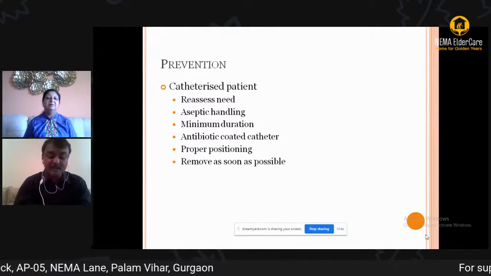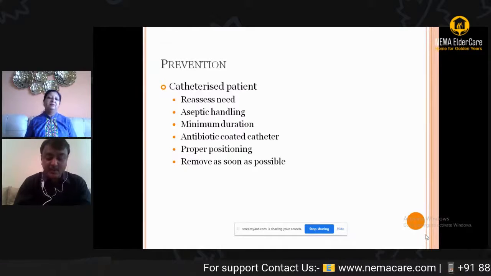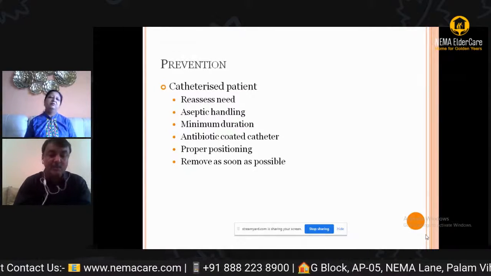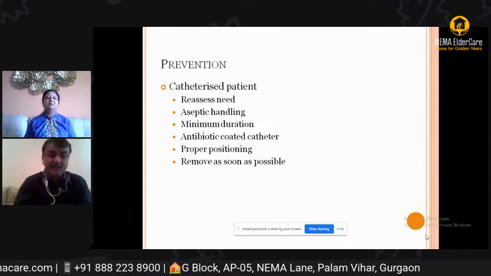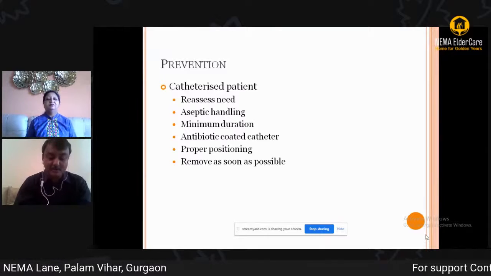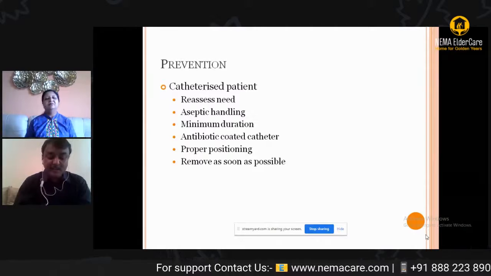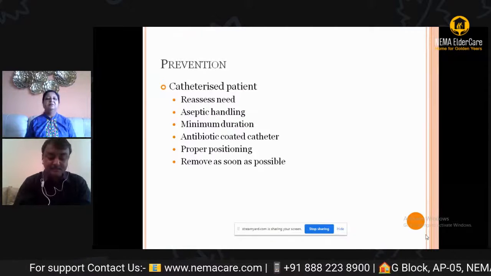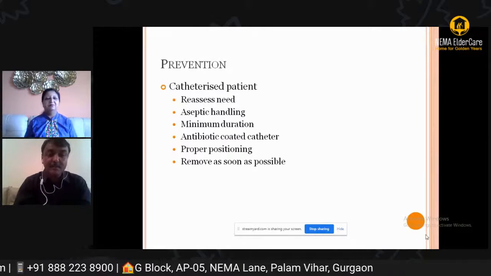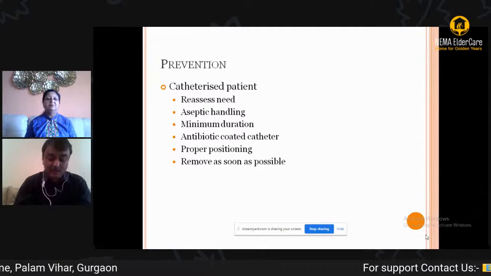Even before placing a catheter, we should try and explore other options as to whether we can avoid or delay putting in a catheter. But if it is unavoidable, we put in a catheter with all aseptic measures in place. Aseptic handling of the catheter is very important. Not only while the catheter is being inserted, at that time obviously the focus is high and so everybody is taking aseptic precautions, but aseptic precautions are required while handling the catheter on a day to day basis.